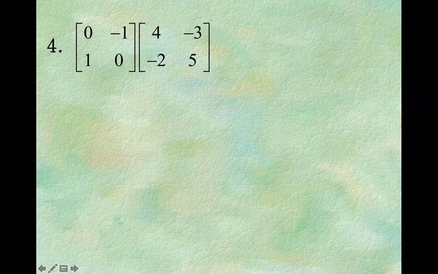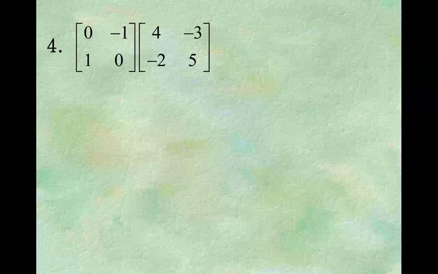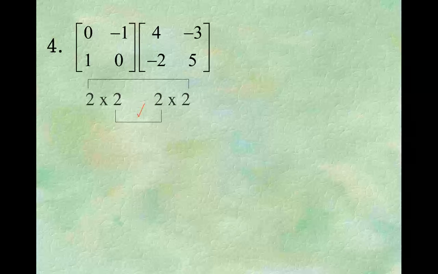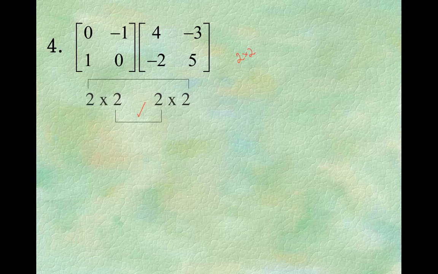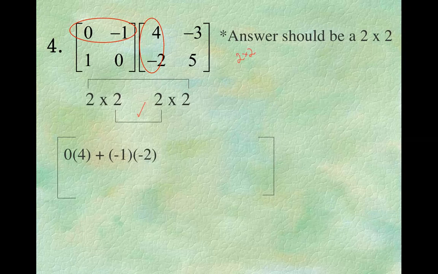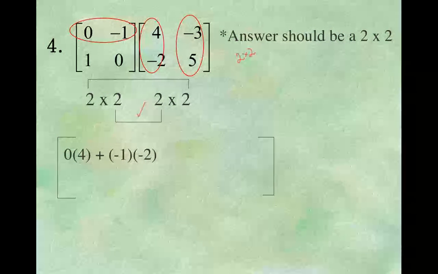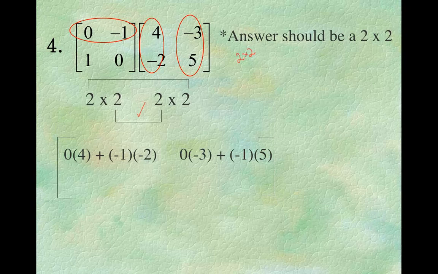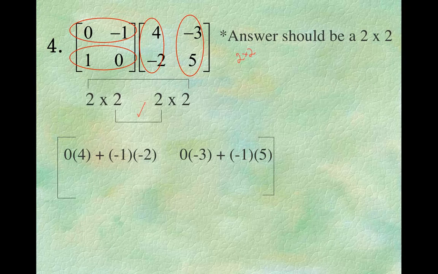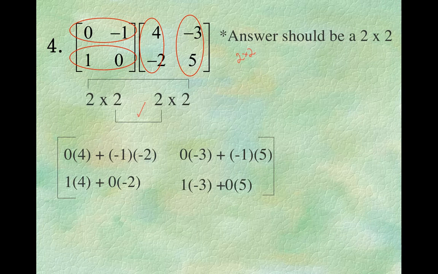What about this one? You guys try this one. So we had a 2 by 2 times a 2 by 2. They match. Therefore, my product would be 2 by 2. My answer should be 2 by 2. And multiply the row by the column. Got a nice work matrix. 0 times 4, negative 1 times negative 2. First row, second column: 0 times negative 3, negative 1 times 5. Second row, first column: 1 times 4, 0 times negative 2. And then my second row, second column: 1 times negative 3, 0 times 5.